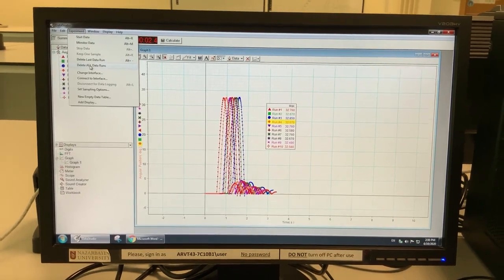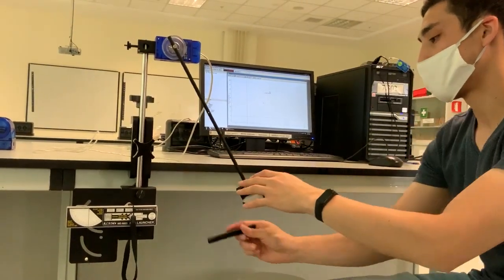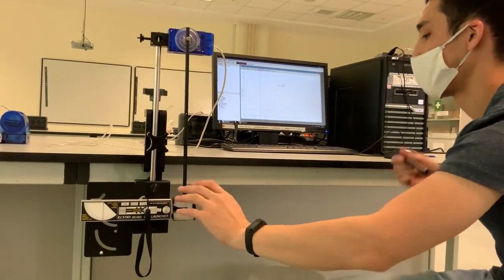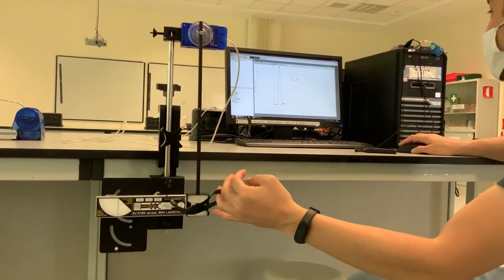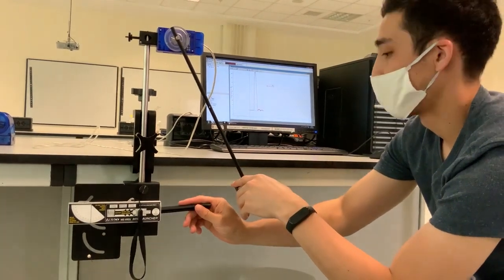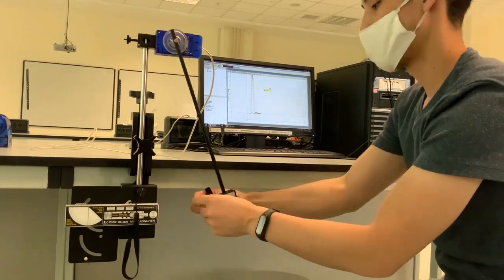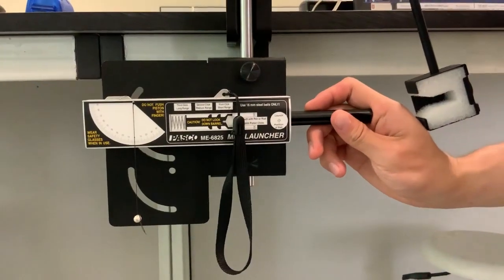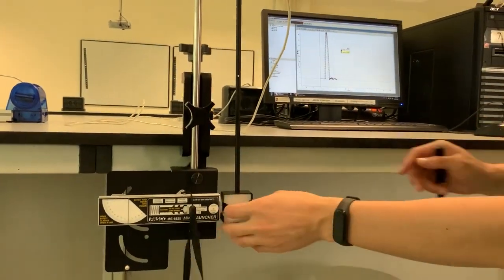Now let's get the data for the two other launching positions. As we insert the ball deeper, the spring compresses more, and so the force exerted on the ball and its exit velocity increase, so the angle should be bigger as well.